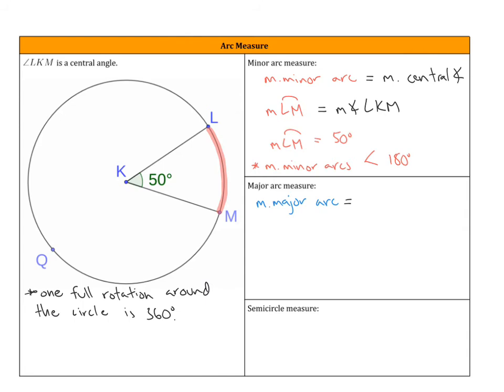Now, the major arc in this picture here is arc LQM. And if I were to add arc LQM with arc LM, that's already a minor arc, we should get a total of 360 degrees because that completes one full rotation. So if I want to find the measure of the major arc, then what I need to do is take 360 degrees and subtract out the measure of the minor arc.